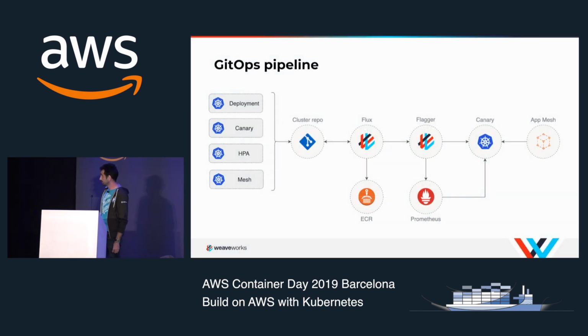I'm going to show you a demo. I have a couple of files in GitHub, in a cluster repo. I have Weaveworks installed in my cluster, and what it does is synchronize all these files inside Kubernetes. And I have Flagger also installed on the cluster with AppMesh.